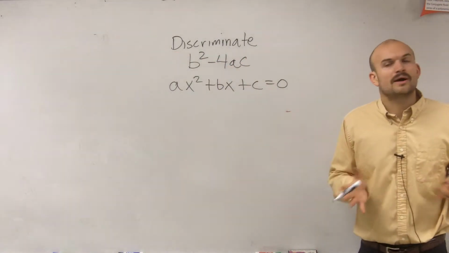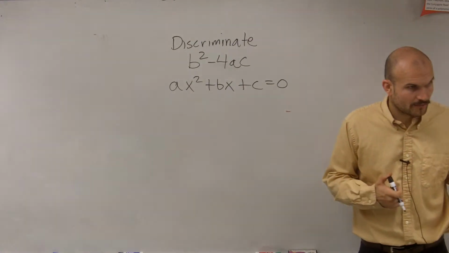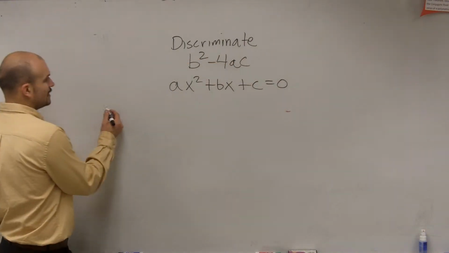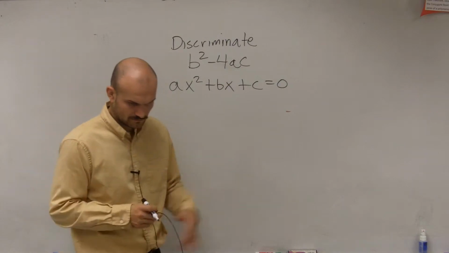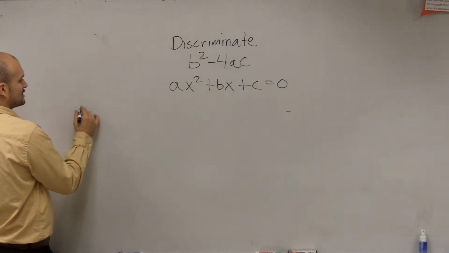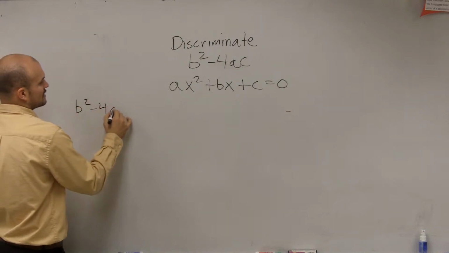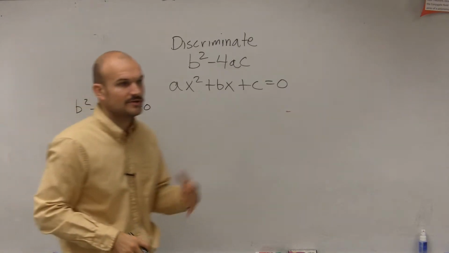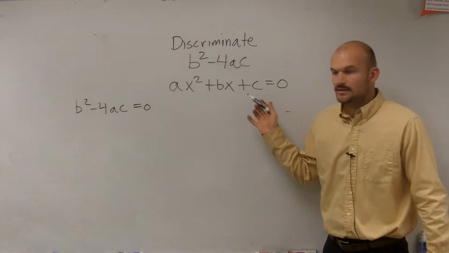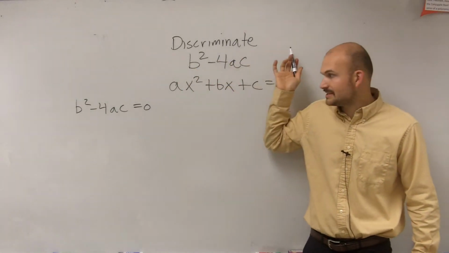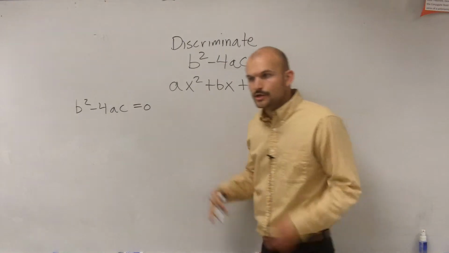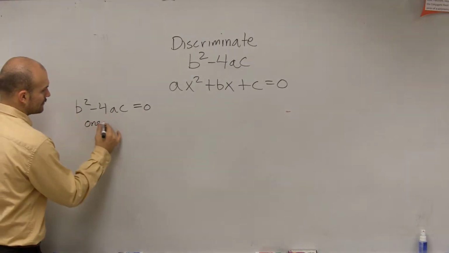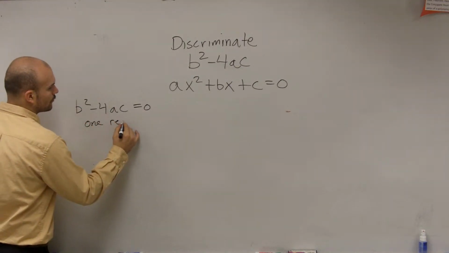Okay, so why are we going to want to find or determine the discriminant? What is the discriminant going to tell us? Well, there's a couple things the discriminant's going to tell us. When our discriminant, b squared minus 4 times a times c, equals 0, whenever you take these numbers and you square, then multiply by 4 times a times c, and you have that equal to 0, your quadratic, your parabola, is going to have one real solution.